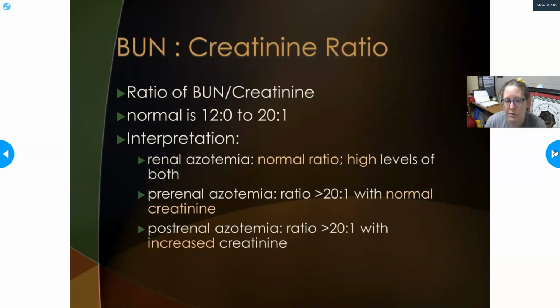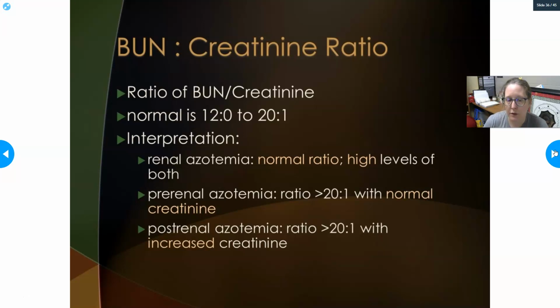So if you have renal azotemia, usually you have a normal ratio and high levels of both BUN and creatinine. The reason is because the problem is in the kidneys and kidneys are not filtering, so both are increasing proportionally to each other. The ratio of one to the other stays normal and stays the same, but you have really high levels of both BUN and creatinine in the blood.